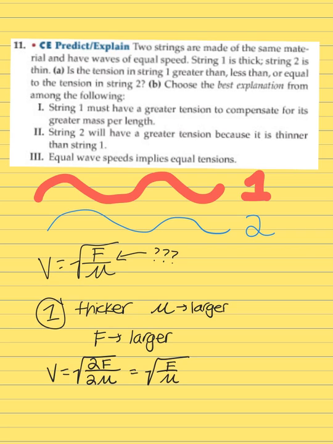What's my reasoning? My reasoning is number 1. String 1 must have a greater tension to compensate for its greater mass per length. Kind of equal out my top and bottom.